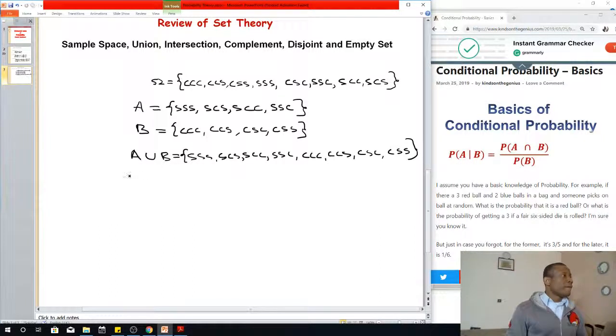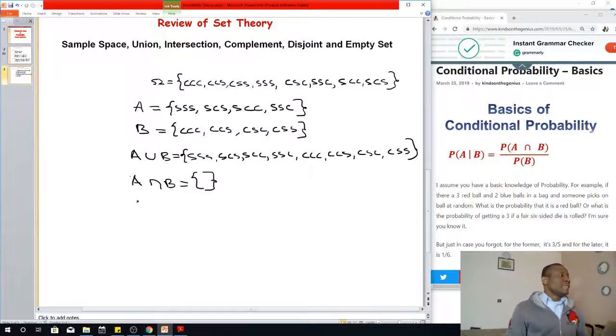Now, when we have intersection, A intersection B, my writing is not very good. It's going to give us items that are in A and also in B at the same time. So is there anything in A that is in B as well? SSS is not there, SCS, SCC, SSC. So basically, there is nothing there. Alright, so we have an empty set.